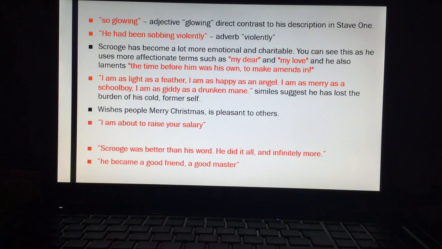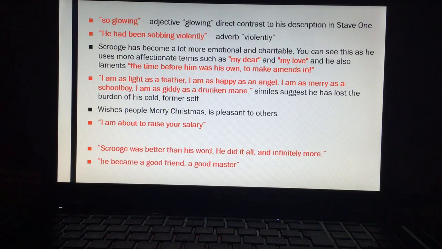Now he's glowing. Glowing has positive connotations of something uplifting, of something warm, of something that draws you to it. He had been sobbing violently. Again, adverb violently. Violently here, this adverb shows us that it has taken this experience to change him. It has taken this supernatural occurrence of the ghosts leading him down this path to change him. And he said so violently, again, is this idea that he's traumatized and overcome.